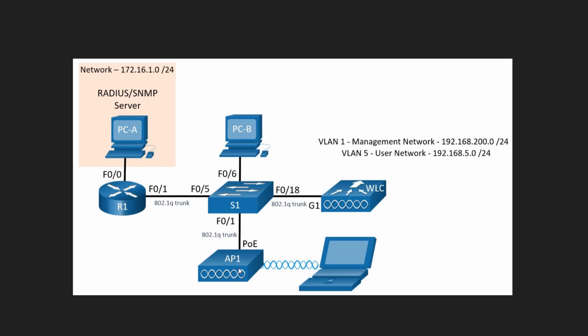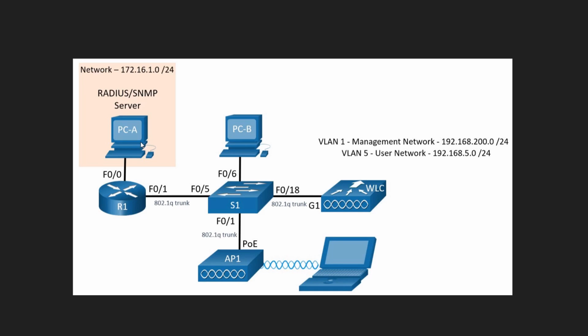As our users try to connect to the wireless network on access point 1, they'll be asked for a username password combo. As they type it in, access point 1 will communicate with the wireless LAN controller, and the wireless LAN controller will verify those usernames and passwords are correct with the Radius server.